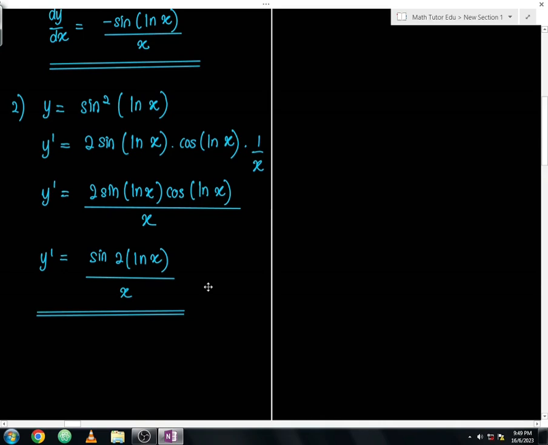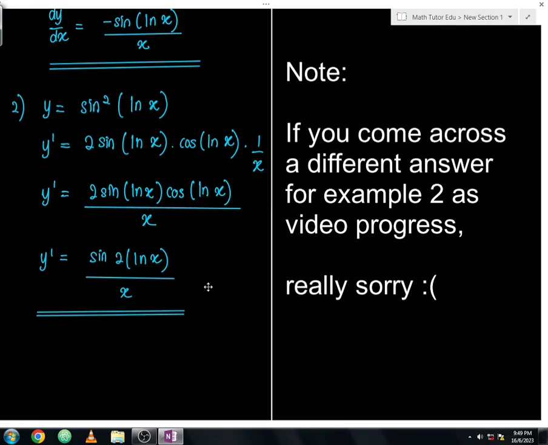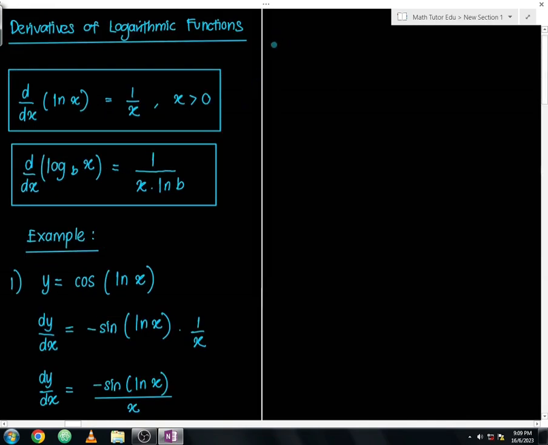Okay guys, so just wanted to inform you early that in my previous recording I've made some mistakes. However, this is the final answer, where your y prime should be equal to sine 2 ln x divided with x. Okay, so let me proceed over here.